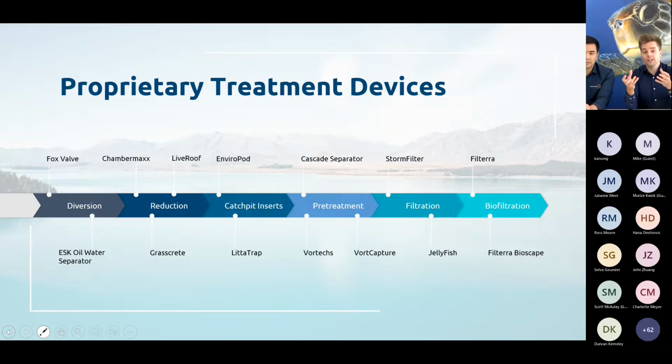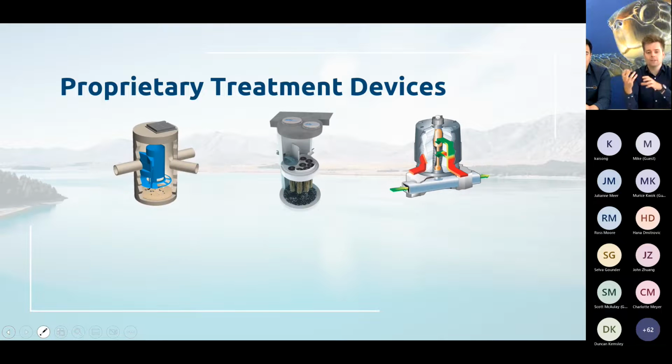The reason for having a range for each type of treatment, so for pre-treatment, we have three GPTs, is that not every site will be able to accommodate the hydraulic restrictions of one treatment device. So having a range allows us to fit into more sites. But for the purposes of this webinar, we're going to consider three treatment devices primarily. The first is the Cascade Separator. That is a hydrodynamic separator designed as a pre-treatment device to capture a high percentage of coarse sediment.